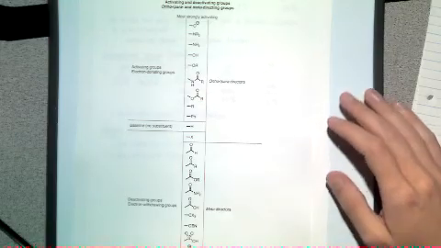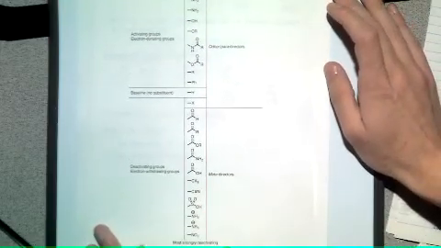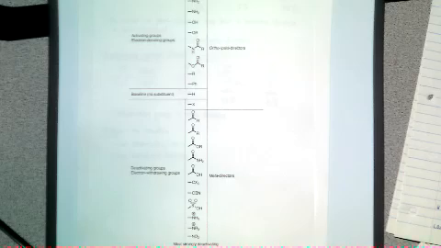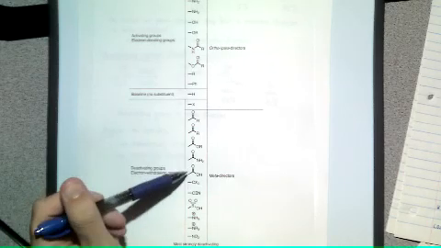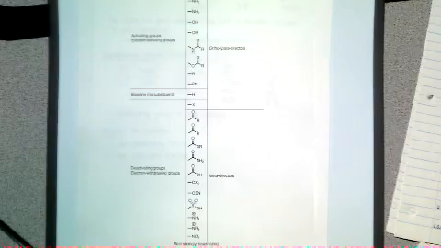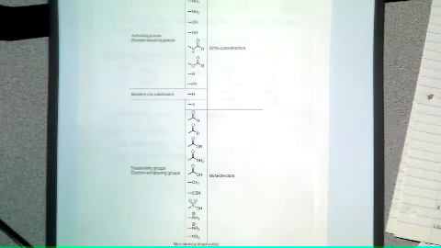And then the opposite is true for deactivating groups down at the bottom. These are meta-directors, of course, with the exception of halogens. You'll notice that a significant number of these have a carbonyl group directly attached to the benzene ring. And in that case, there's no exceptions really to that rule. If you have a carbonyl directly adjacent to the benzene ring, that's going to be a deactivating group and a meta-director.